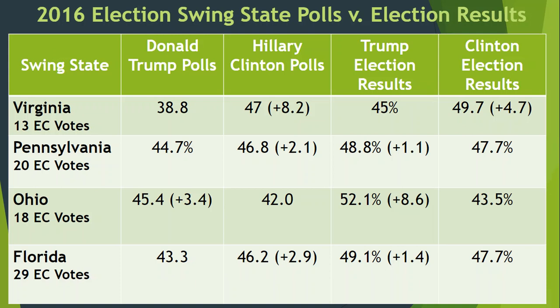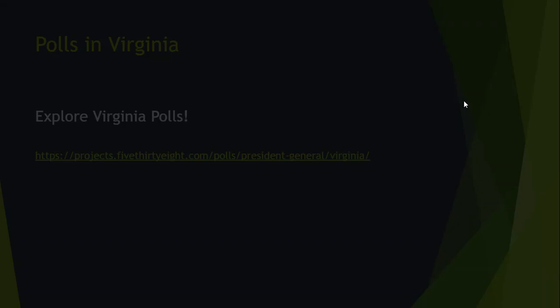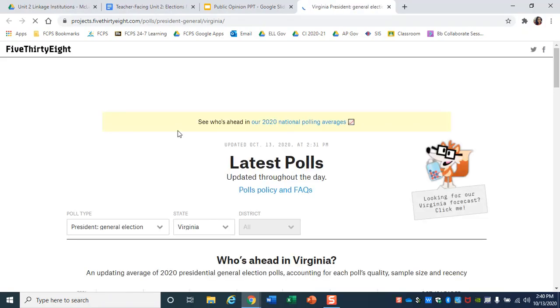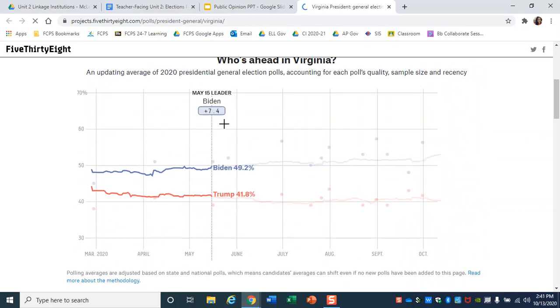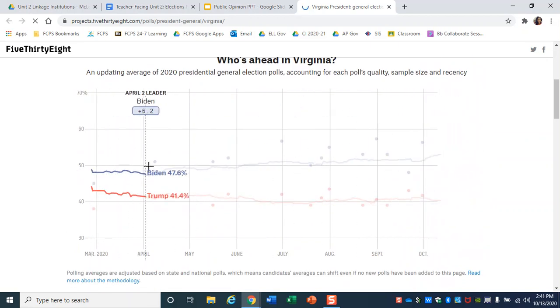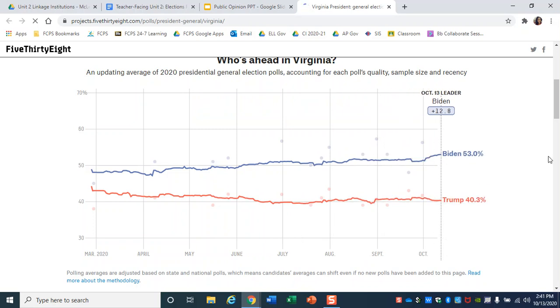And we have gotten so much better at polling as a result of the 2016 election, really making sure that we are, like I said, capturing who's actually going to be voting, making sure that certain voting populations are not overrepresented. And I want to encourage you to explore the Virginia polls. So this is going to take you to 538. You can see who's ahead in Virginia. This is a nice tracking poll that shows you the difference here.